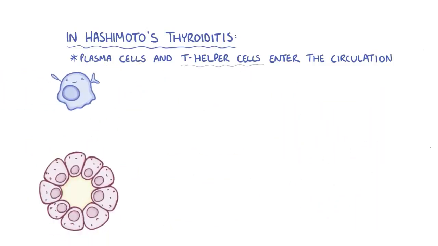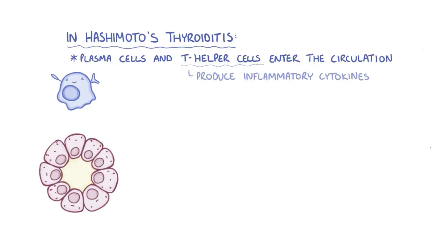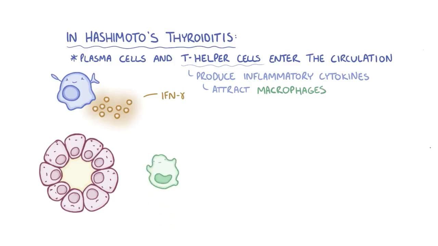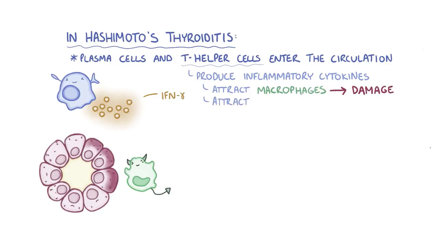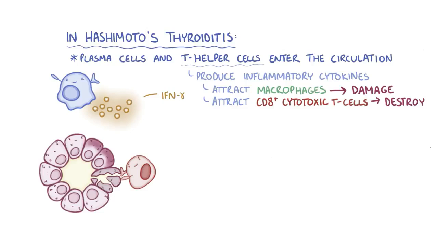Meanwhile, CD4 positive T helper cells produce inflammatory cytokines, like interferon gamma, which attract macrophages into the thyroid gland and then cause damage to the follicles. These cytokines also attract another type of T lymphocytes, called CD8 positive cytotoxic T cells. Those CD8 positive cytotoxic T cells directly target and destroy thyroid follicular cells.